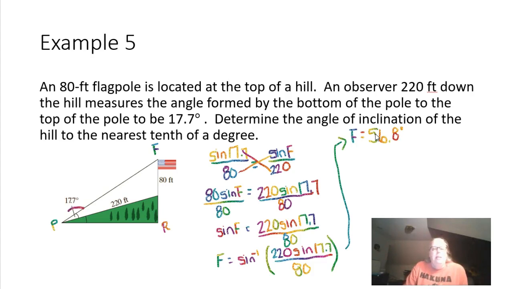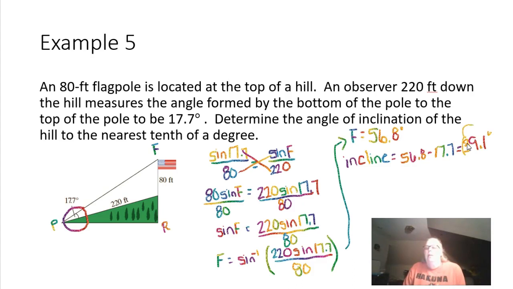That's going to be this entire angle right here. Now remember, we have that extra piece right here, the 17.7, and we only needed the part that was in the green triangle. All right, so our incline is going to be 56.8 minus the 17.7, which will give me 39.1 degrees. And that's going to be the angle of inclination for our hill.